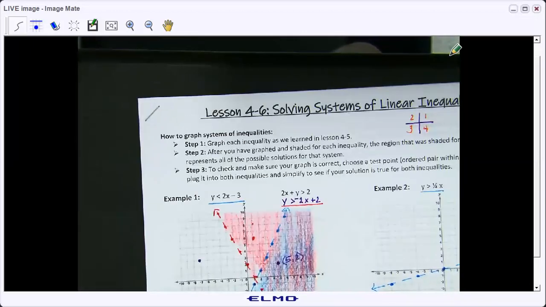Above or below the line? Above, because y is greater than. So we go above, higher than the line.